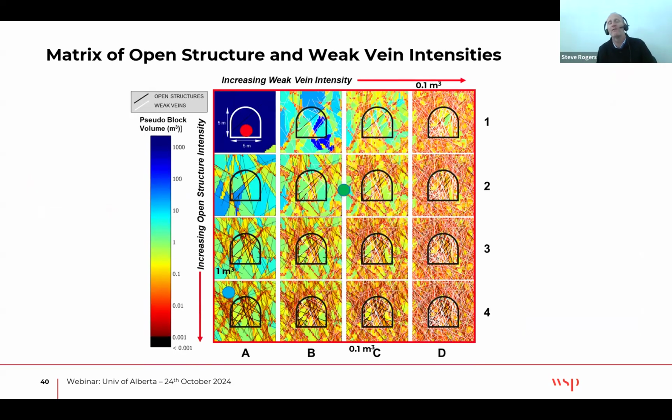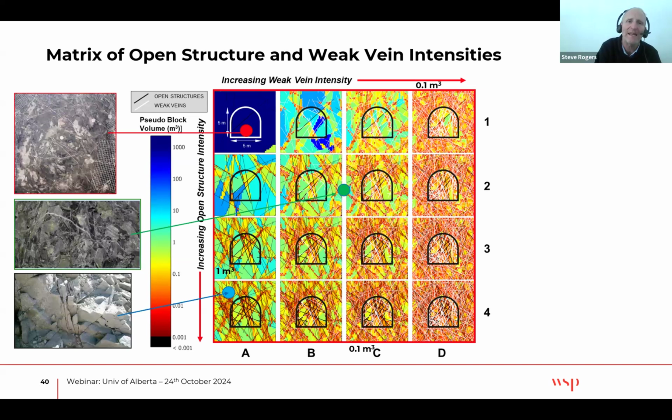Now, I'll just really finish off with this. We had to answer the question, how do we benchmark different caves against each other? So we developed what we call the veined rock mass matrix, where across the top we have an increasing intensity of weak veins, and going downwards we have increasing intensity of open structures. Like I said, typically faults, but there are occasionally some joints. And we ask, where might we be on that model?